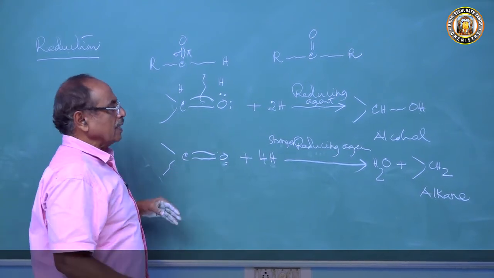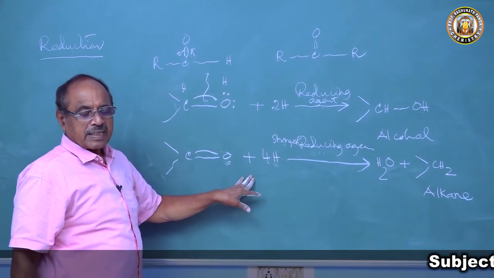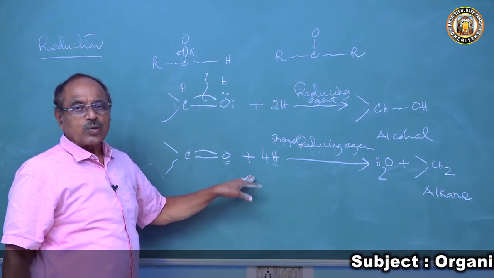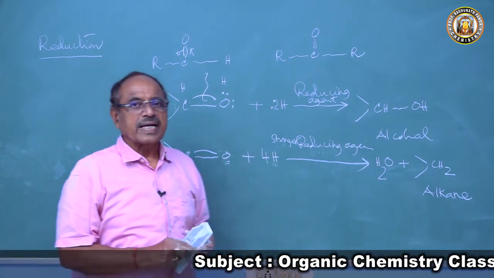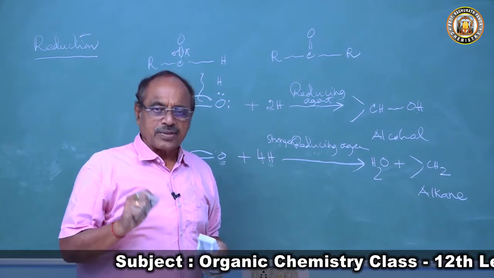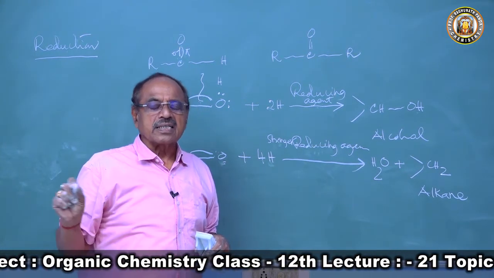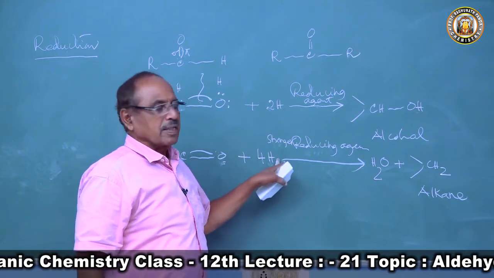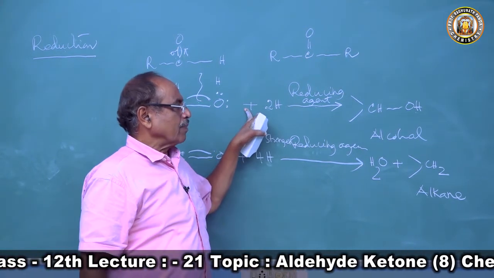The alkane is generally obtained by the Clemmensen reduction and the Wolff-Kishner reduction. There are two named reactions. Carbonyl compounds undergo Clemmensen reduction and Wolff-Kishner reduction to produce alkane.